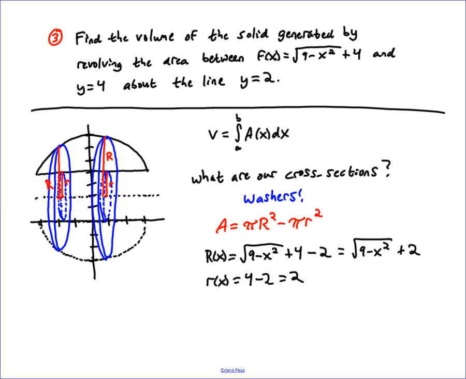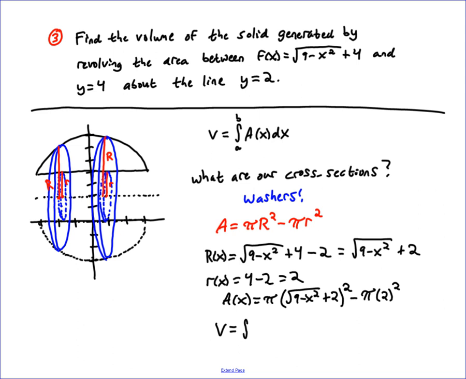Okay, so now when we find our A of x value, we have A of x is going to be equal to pi times the R of x value we just found, the square root of 9 minus x squared plus 2, squared, minus pi times our little r value, which is 2 squared. Okay, so that was the trickiest part of this problem, definitely, is finding that A of x value. And now we can go ahead and find our volume.